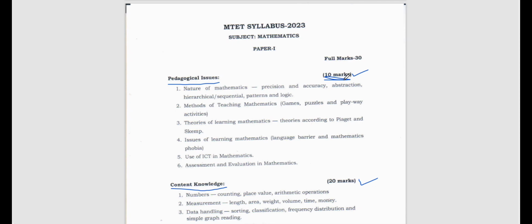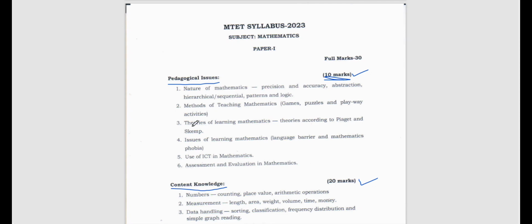Because do you see this word, pedagogical issues? Have you seen this pedagogy word anywhere? Yes, you have seen it in child development and pedagogy, which means the first subject, that is the CDP subject. All these 6 subunits given here are just pedagogy. This will check how well equipped you are with pedagogy in terms of mathematics. So that will be tested here.